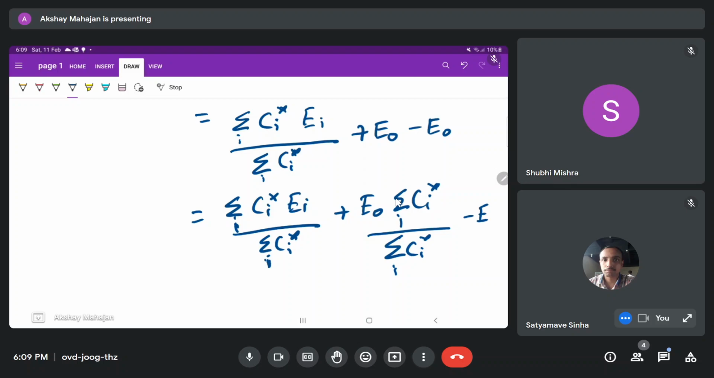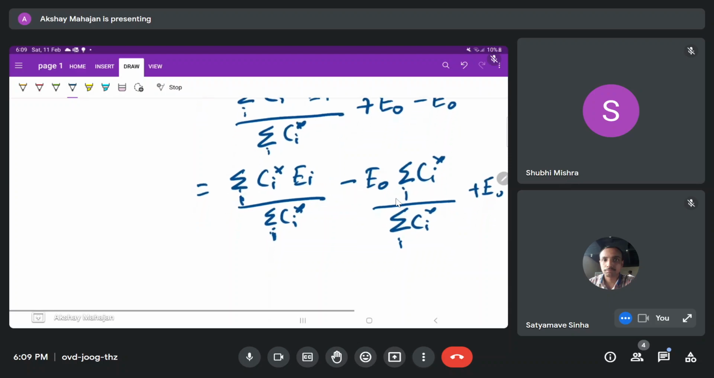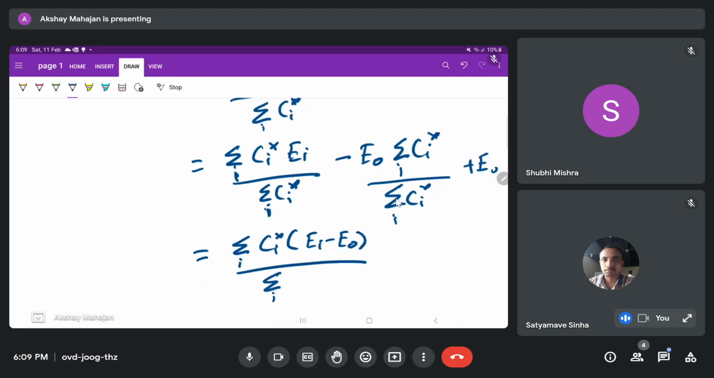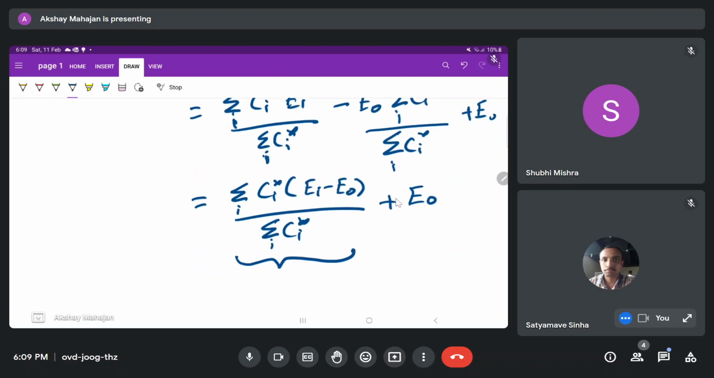Let's just keep this minus sign here, minus 1 here and plus E naught here. The E naught is a constant, and this summation over i divided by the same summation will just give you 1, so it is E naught times 1. So this could be written as summation of ci star ei minus E naught divided by summation of i ci star ci plus E naught.